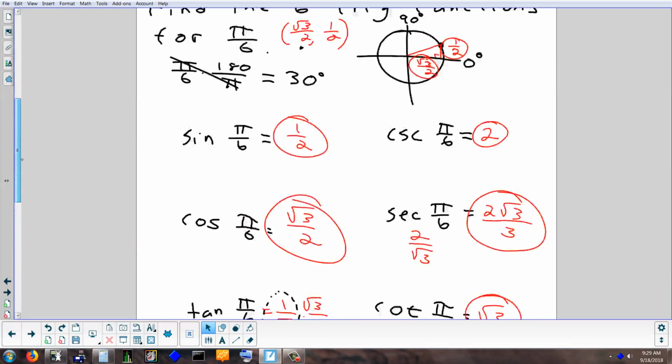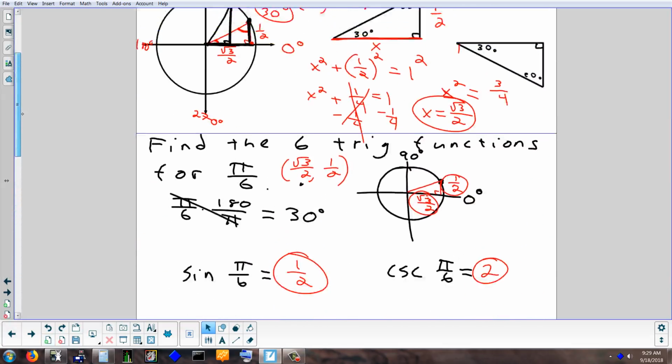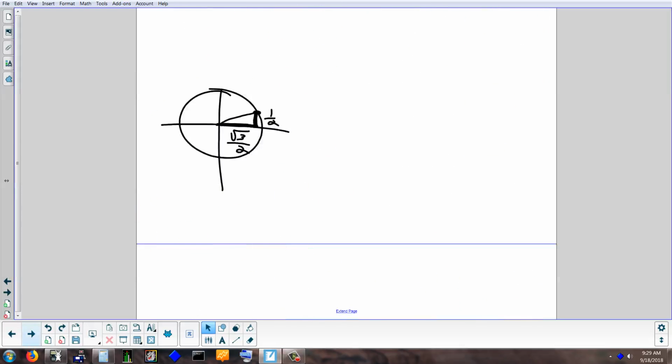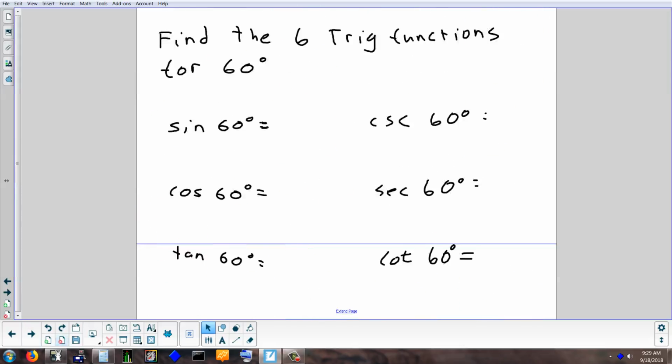All right, so we just did pi over 6, which is 30 degrees. Let's try 60 degrees. Now, we just did 30. What did we say the difference was between the coordinate for the 30 and the 60? There's a flip. You just change the x and the y. So you're going to get all the same answers here that you just got before, except they're going to be in different spots because the x's and the y's are switched.